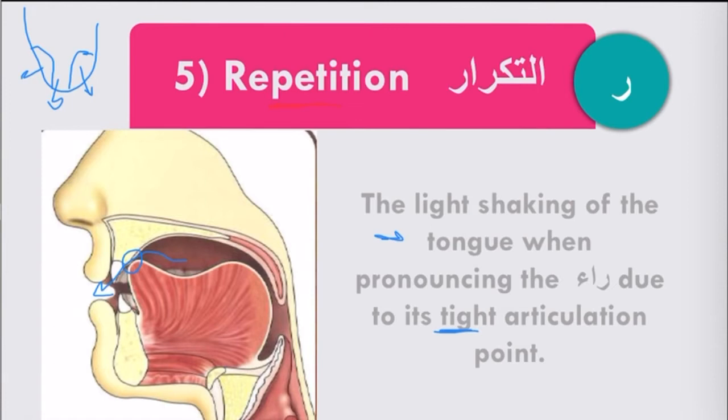So the first hitting sound, or the first repetition for Ra, is called at-takrir, or the characteristic of at-takrir. The repetition is the light shaking of the tongue due to pronouncing the letter Ra, and this is due to its tight articulation point. This does not mean that the repetition is to say it like this, so this way is wrong, okay? Making the repetition is the first hit of the tip of the tongue as well as the light shaking of the tongue while reading the Ra, and this is called the repetition. It is not a noticeable sound, it's just a shaking for the Ra itself.